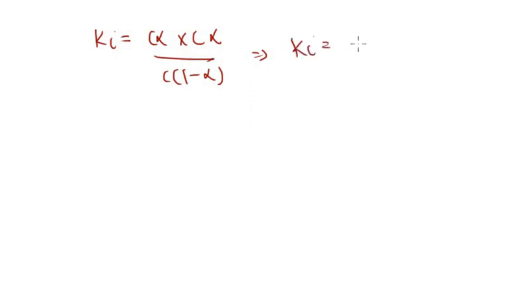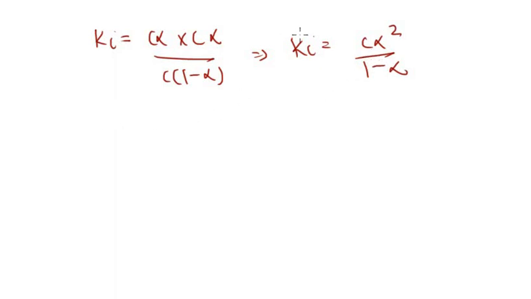On moving further, what is Ki? Ki was concentration of A plus and B minus divided by AB. C alpha into C alpha was the concentration of the A cation and B anion, divided by concentration of AB, which was C into 1 minus alpha. So Ki turns out to be C alpha square divided by 1 minus alpha.